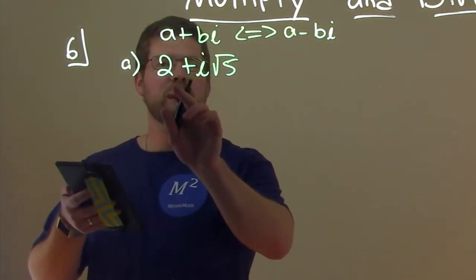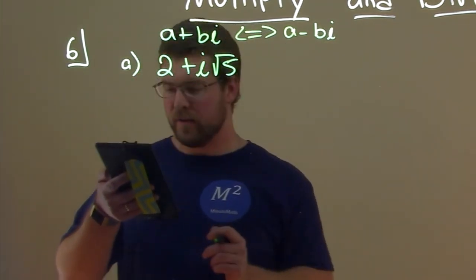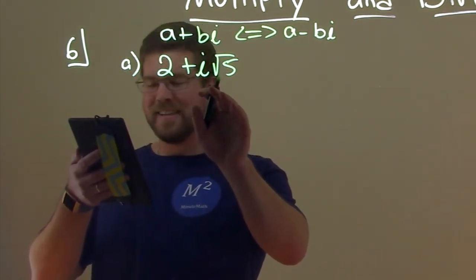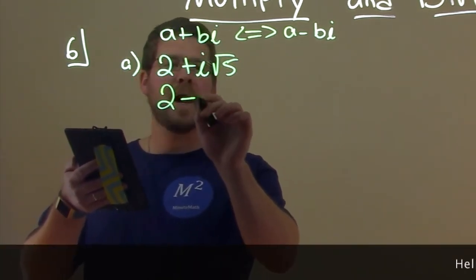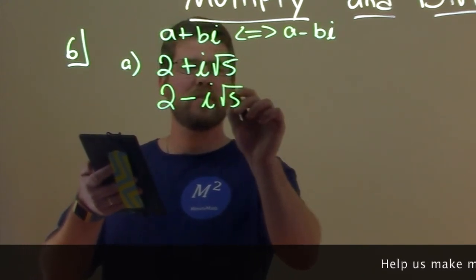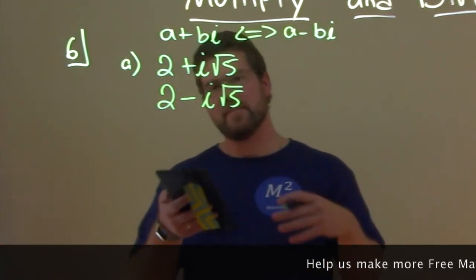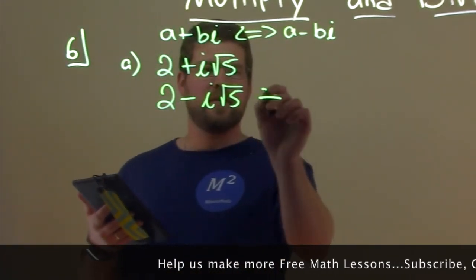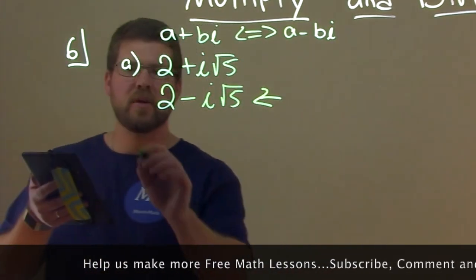So this number, 2 plus i square root of 5, its conjugate would be 2 minus i square root of 5, or you can put the square root of 5 first if you really wanted to, but that is our conjugate right here that we're looking at. Okay, let's try another one.